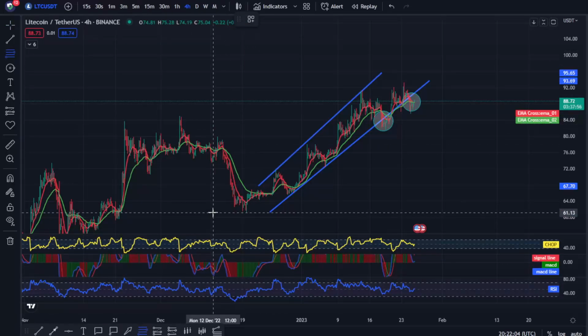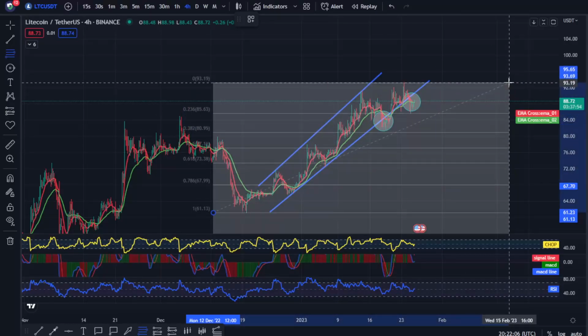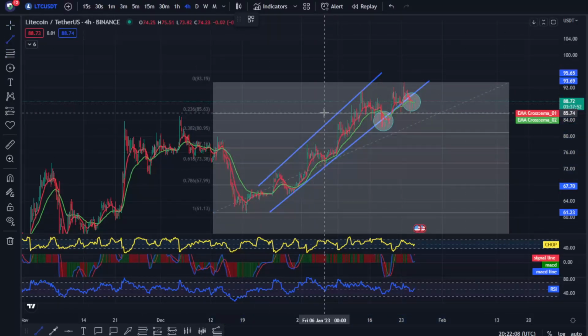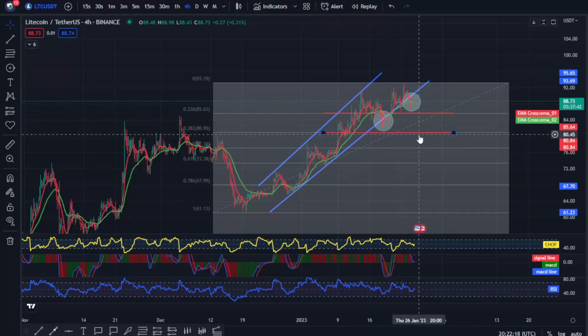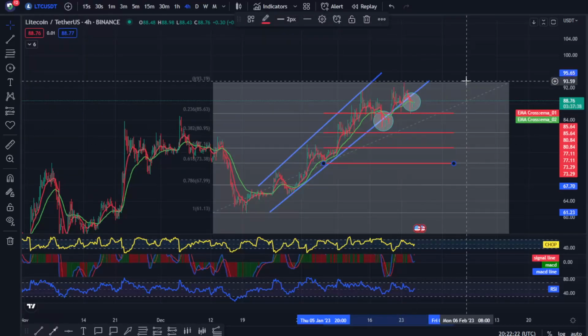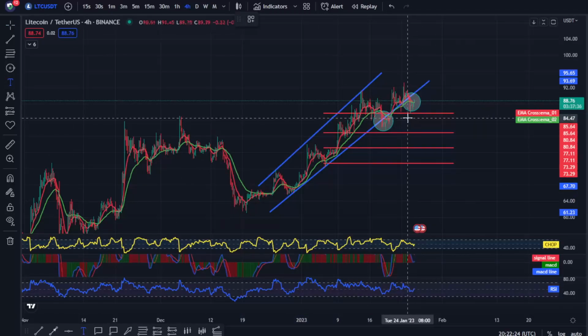Now let's move on to determining the support, and as you can see we have the first support at the price of $85.64, the second at the price of $80.84, the third at the price of $77.11 and the fourth at the price of $73.29.